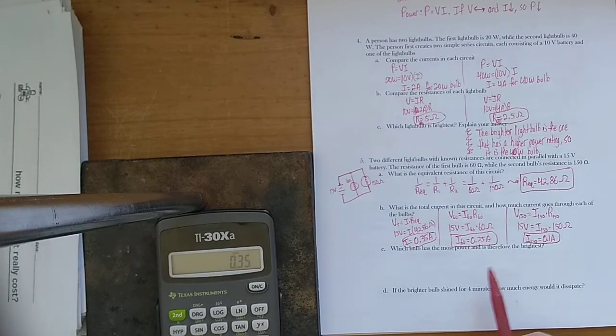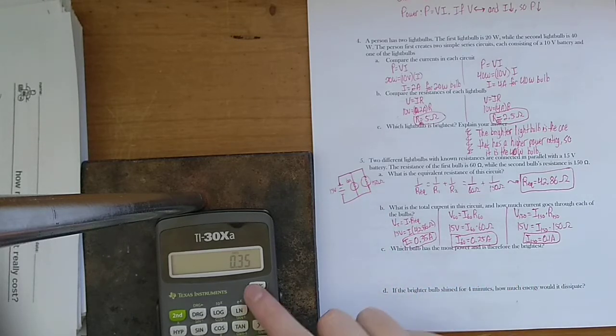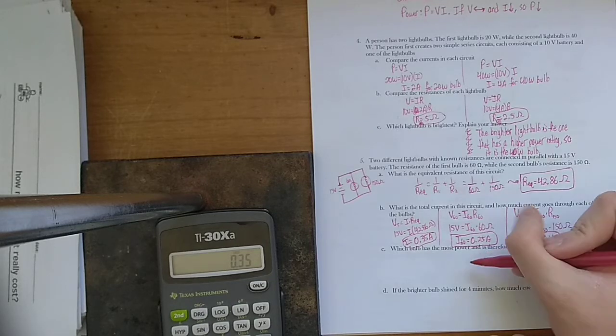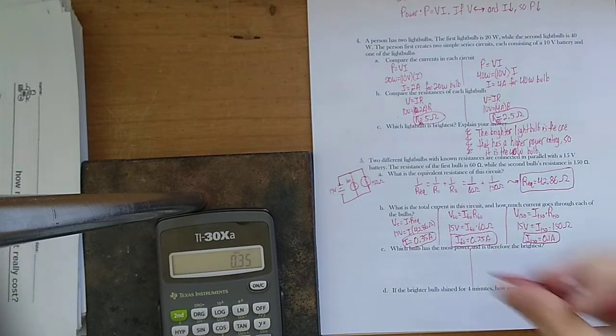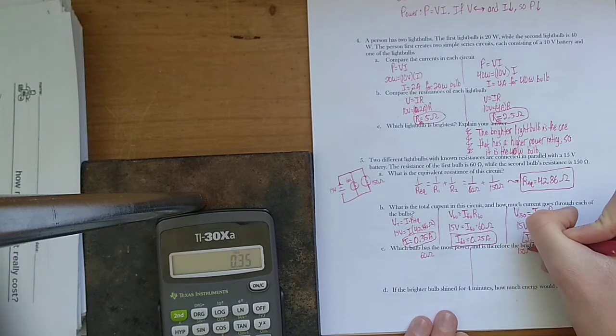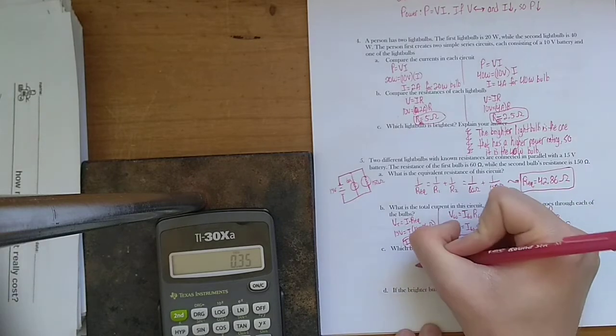And just to double check, if we add up those two currents, they should equal the current coming out of the battery. 0.25 plus 0.1 is 0.35. Exactly what we got there. Now, we just simply ask which bulb has the most power and is therefore the brightest. Are we talking 60 or are we talking 150? So this is going to be the 60 ohm side. This is going to be the 150 ohm side.